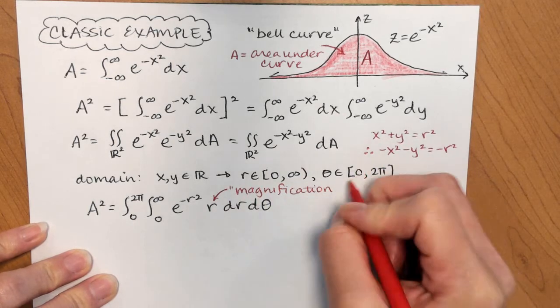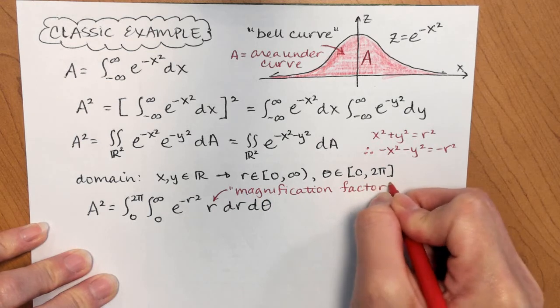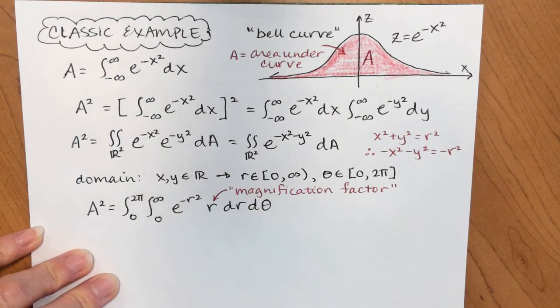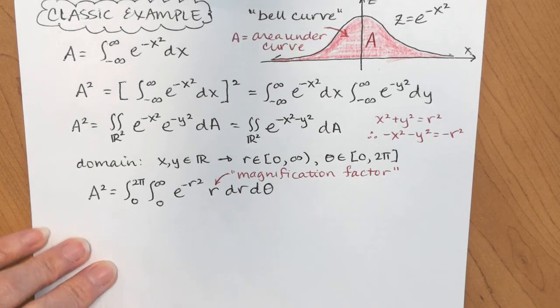When you convert from Cartesian to polar coordinates, you wind up with an additional r in your integral. And you can go back and look at the lecture introducing polar coordinates in double integrals to review where that r comes from. All right, it is time to integrate.